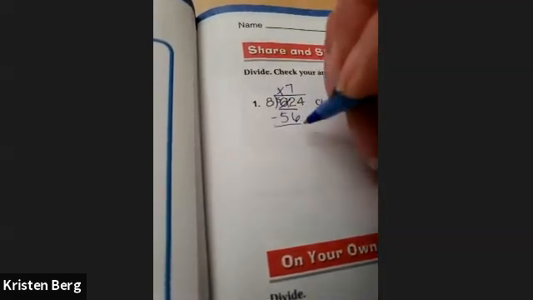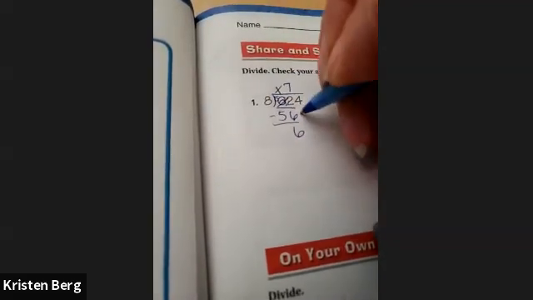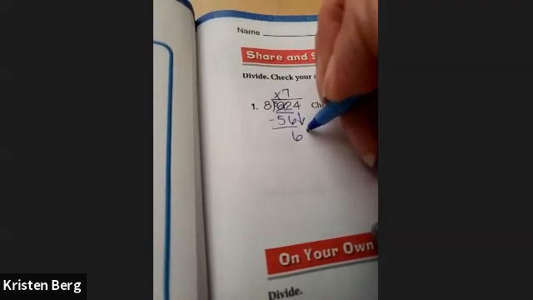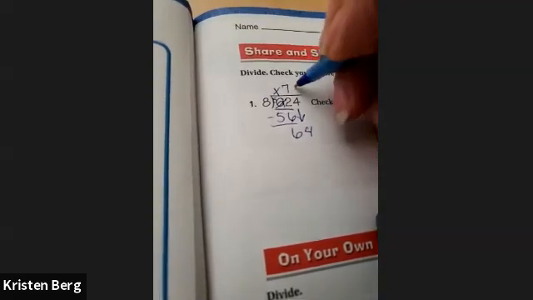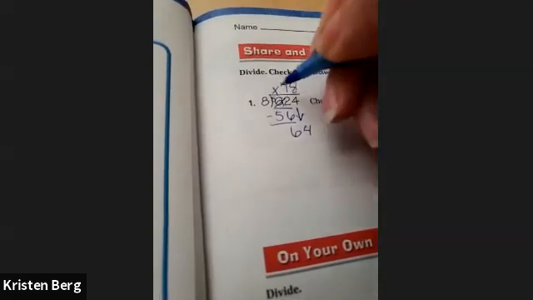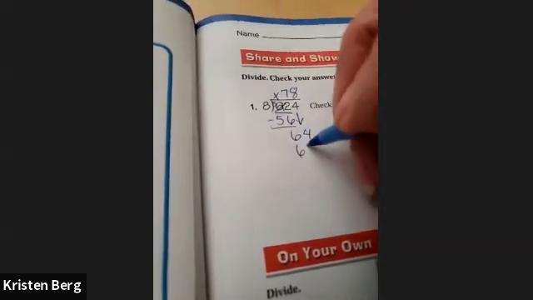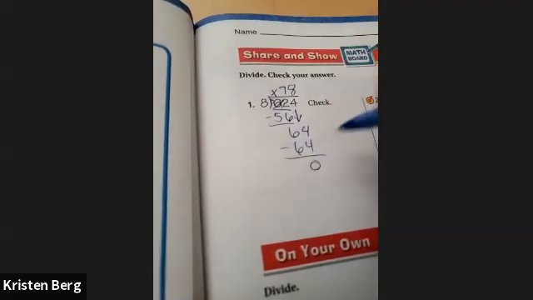Can you have 2 cookies and give away 6? No, you cannot. So you have to borrow. And then 12 minus 6 is 6. Check it. We are okay. Bring down your 4. How many 8s will go into 64? That is 8. 8 times 8 is 64 with nothing remaining.